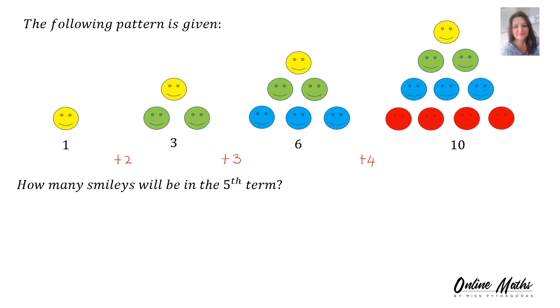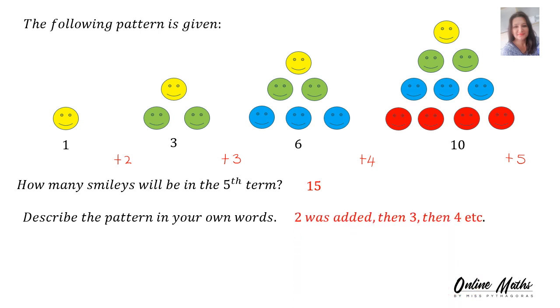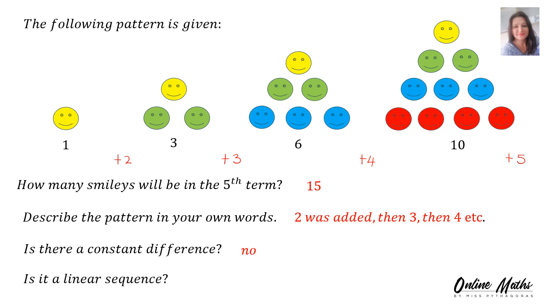So what do you think? To get from 10 to the next one, 5 smileys will be added. Therefore, it's 15. 10 plus 5 is 15. Describe the pattern in your own words. 2 was added, then 3, then 4. Is there a constant difference? No. Remember, constant means the same number. Is it a linear sequence? No, since there is no constant difference.